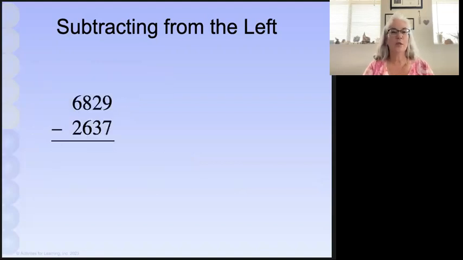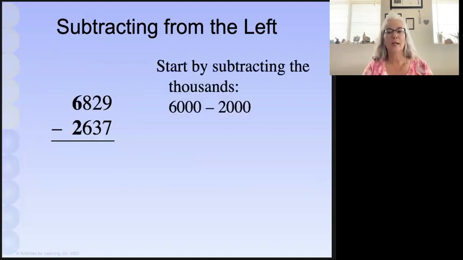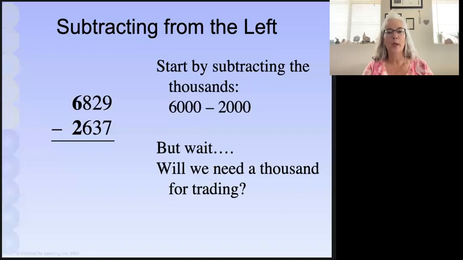All right. So let's start out by subtracting from the left. So I have here 6,829 minus 2,637. We're going to start by subtracting from the thousands. So 6,000 minus 2,000, well, we know that's going to be 4,000. But before we get going with it, we need to ask ourselves, will we need 1,000 for trading? And our answer is no, because we've got 800 is more than 600. So we'd be able to do that subtraction. So we're good on that. So let's go ahead and mark in our 4,000.